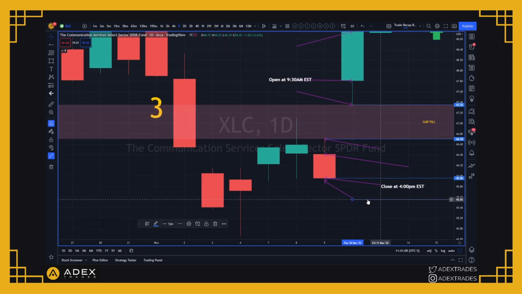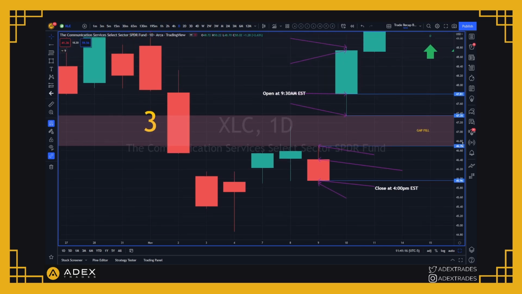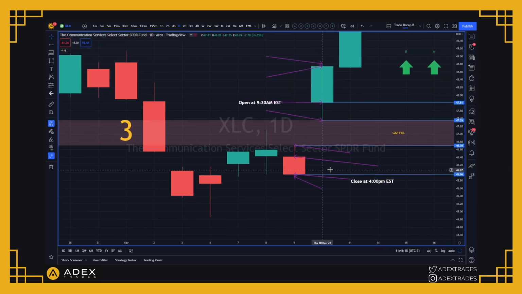Okay, so we closed at the price of $45.96. That's where we closed. And we opened at the price of $47.81. All right, so hopefully that makes sense so far. And I'm going to be taking these lines off so you guys can see.